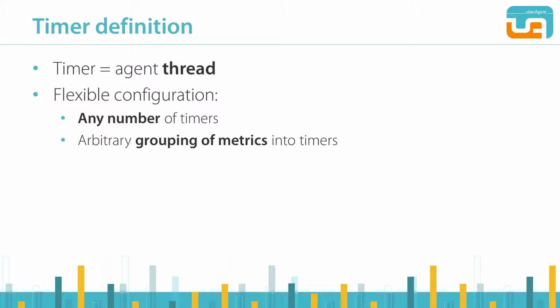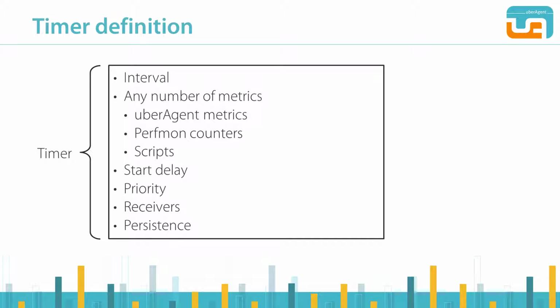A timer corresponds to a thread in the agent, and it can be configured very flexibly. You can have any number of timers, there's no limit. You can also group metrics in timers as you want. A timer consists of the following settings: an interval, any number of metrics, performance counters or scripts, a start delay, a priority, receivers, and a persistence. Not all of these are mandatory though.